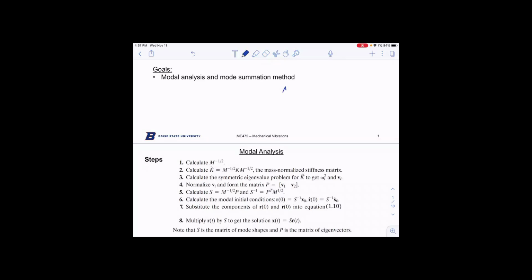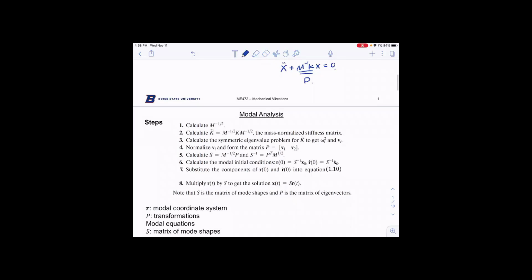So previously, when we have m x double dot plus k x equals 0, what we do is we multiply both sides by m invert. So we have x double dot plus m invert k x equals 0. We call this the D matrix, and then we do eigenvalues and eigenvectors to get the mode shapes.